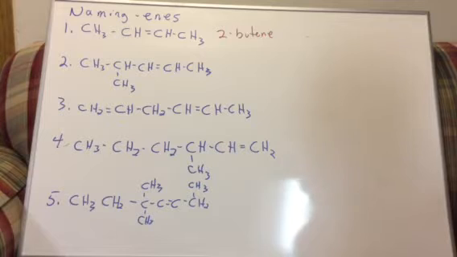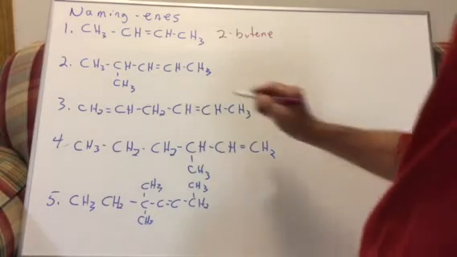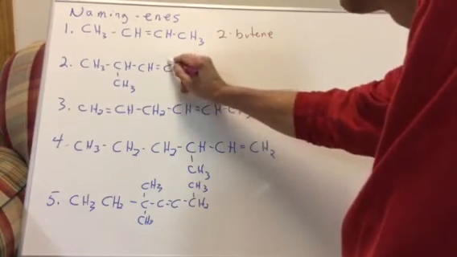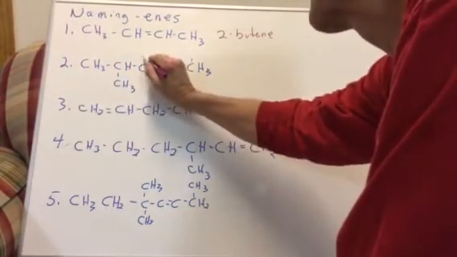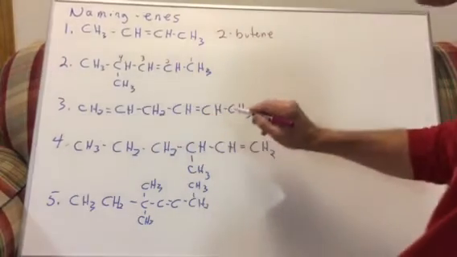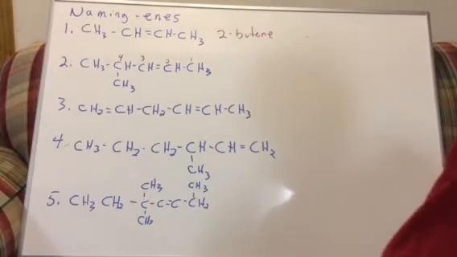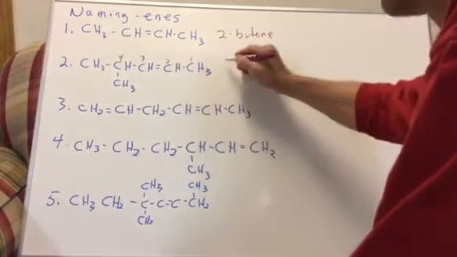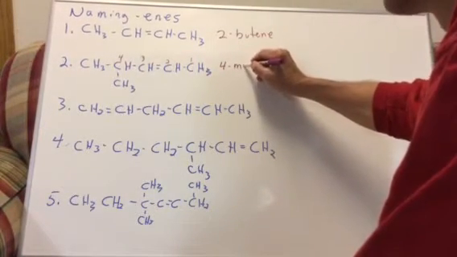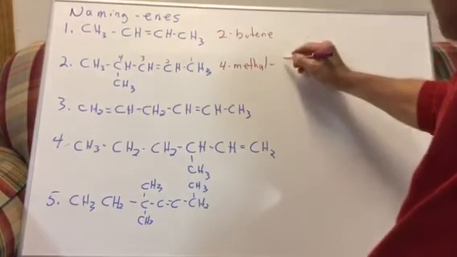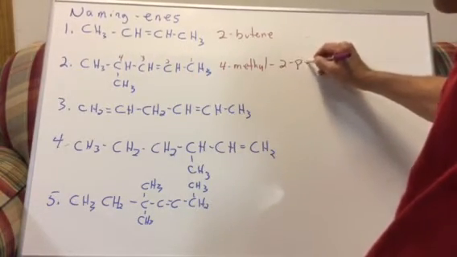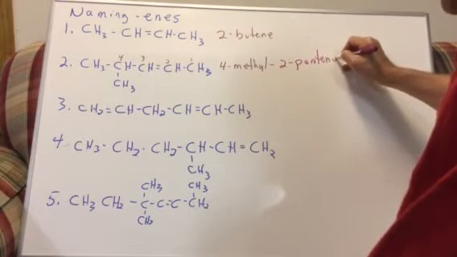Then we started running into some issues. Again, you want the number to be the smallest number you can possibly get for the double bond. So this is 1, 2. Then you've got to keep numbering. You can't say 1, 2, and then start on that side. So this becomes 3 and 4. So you have 5 in a row, so you have pentene. And on number 4 carbon, you have a methyl group. So you have 4-methyl, number 2 carbon, 2-pentene.